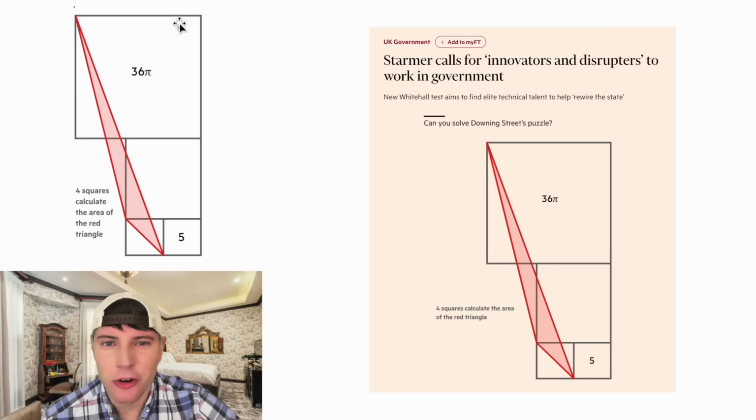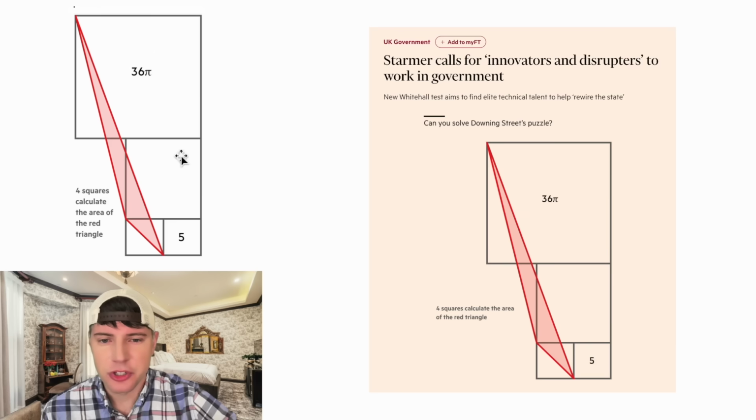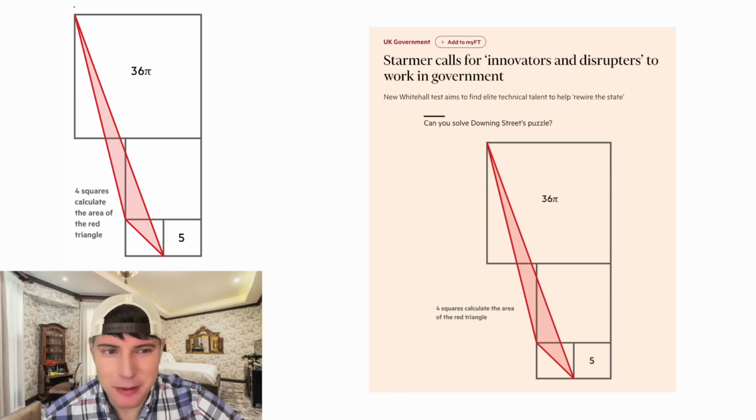Hey guys, can you solve Downing Street's puzzle? This is a puzzle to see if you can be a disruptor in the government. It says we're given 4 squares. Calculate the area of the red triangle. I was sent this by email.